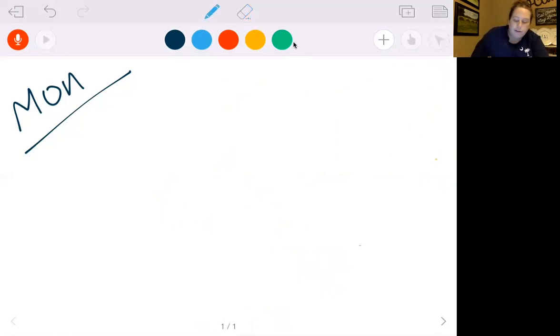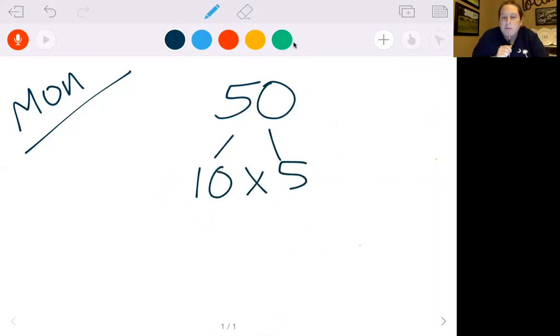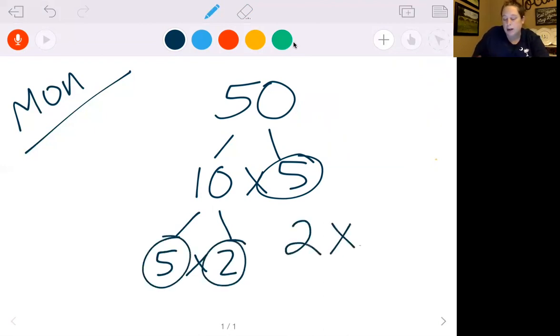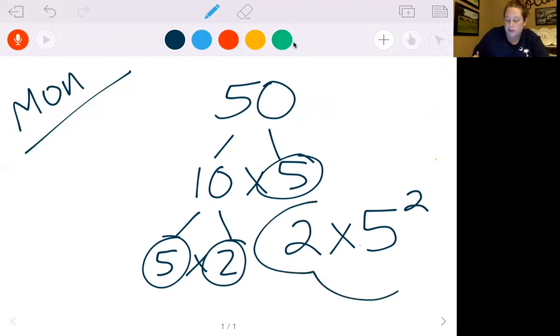All right, let's do 50. Lots of different ways to get to 50. The easiest path, instead of doing 25 times 2, well, it can be either way, but I'm going to do 10 times 5. And the reason I'm going to do that one is because I already know 5 is prime, so I only have to do this one, 5 times 2. Prime, prime. So my prime factorization, or my answer, is 2 times 5 squared. If you put 5 squared times 2, that would be fine too. So that would be your answer to that.